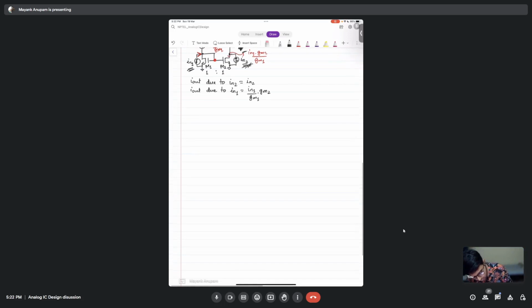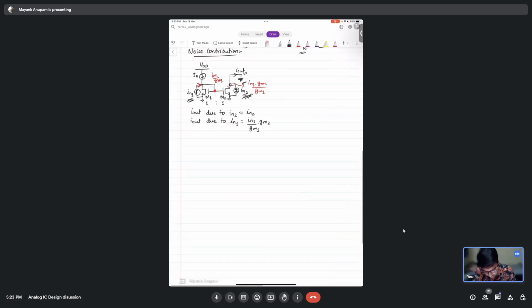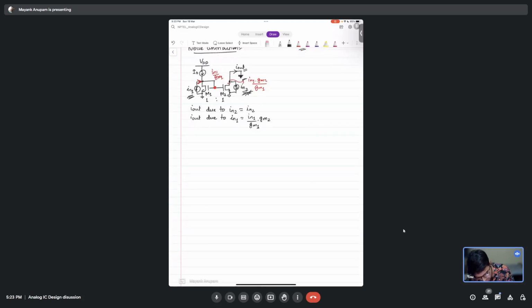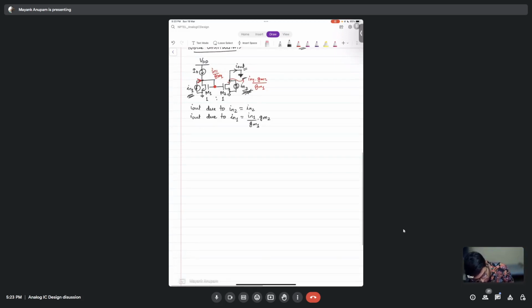Here gm1 is equal to gm2. Yes, gm1 is equal to gm2 here also. That is why it is equal to IN1 plus IN2. So, total I out is simply equal to IN2 plus IN1 into gm2 by gm1.